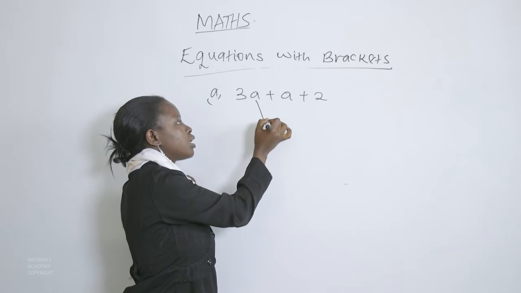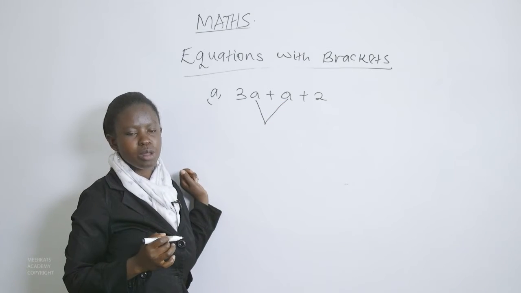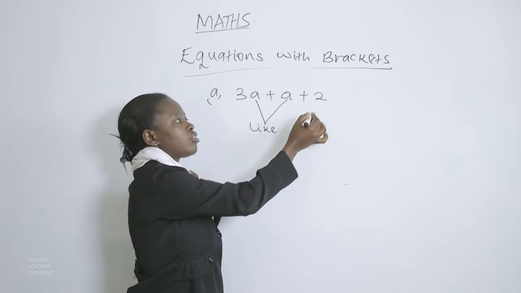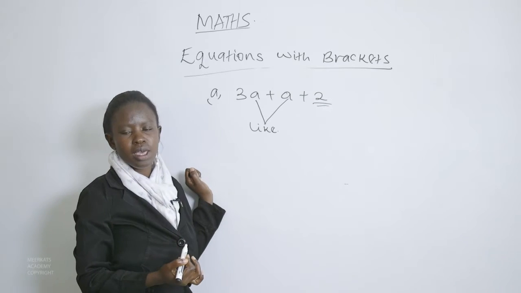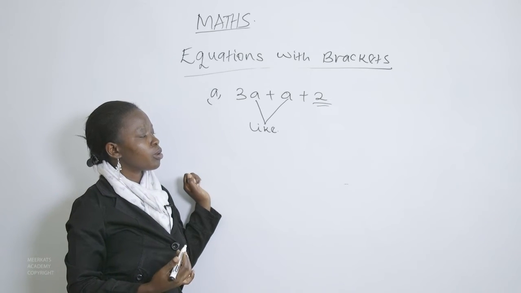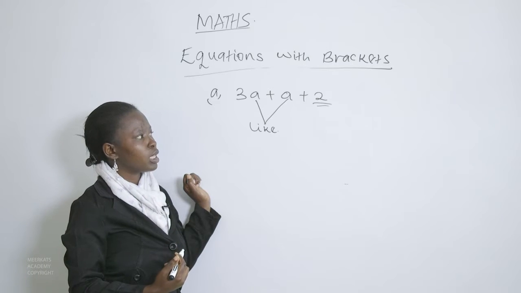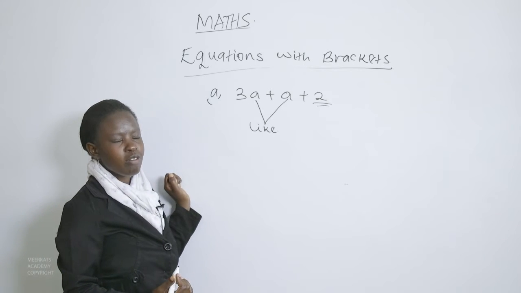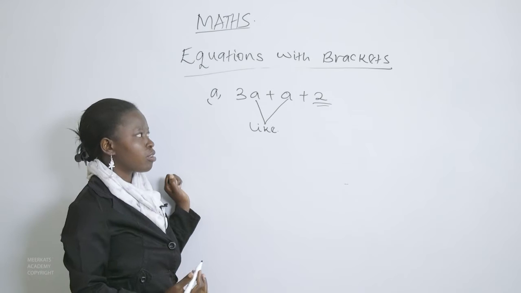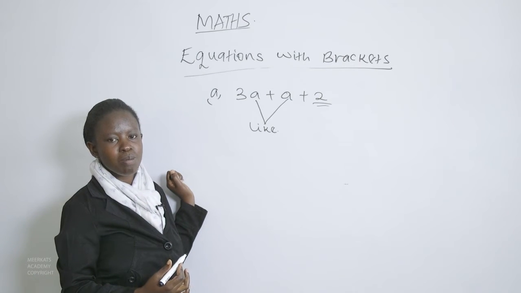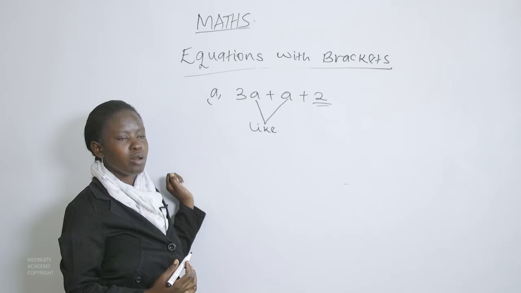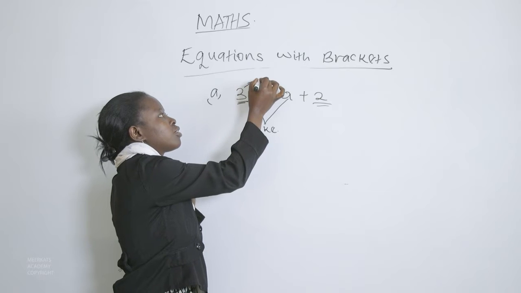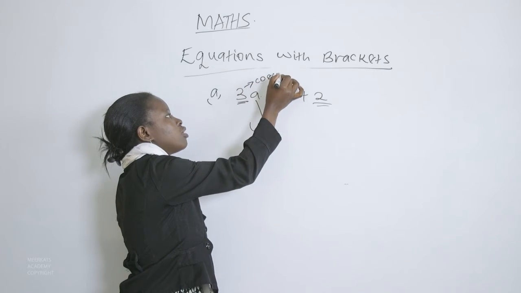So we get that 3a and a have the same pronumeral. Since they have the same pronumeral, these are like terms. But 2 is an unlike term to 3a and a because the 2 does not have a pronumeral on it. So when simplifying, we simply add the coefficients. Coefficients are the digits that appear before the pronumeral. So in this case, for 3a, our coefficient is 3. So this is the coefficient of this given term.